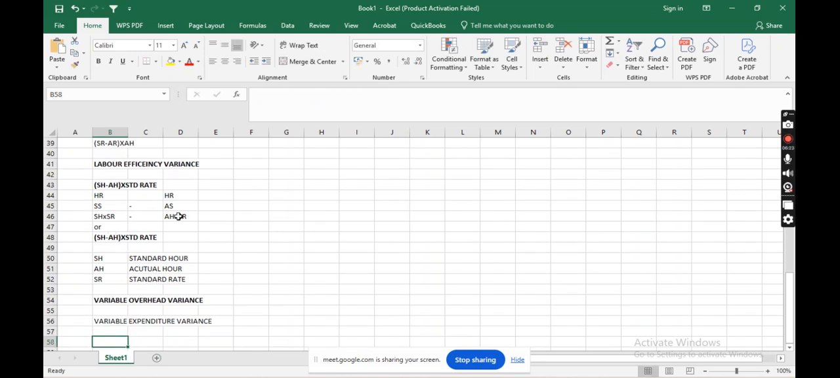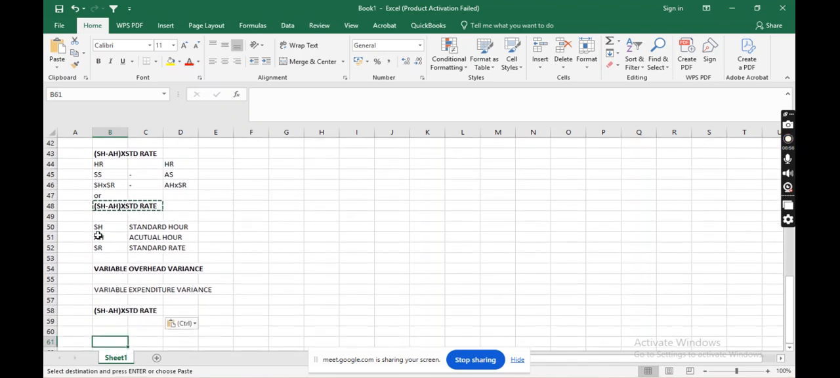So I don't need to put this here. Let me just pick this. The standard hour for variable overhead, I can just copy this because it is still the same. Class, am I communicating? It is still the same thing, but this will be for variable. Now, this is what you will change, class.